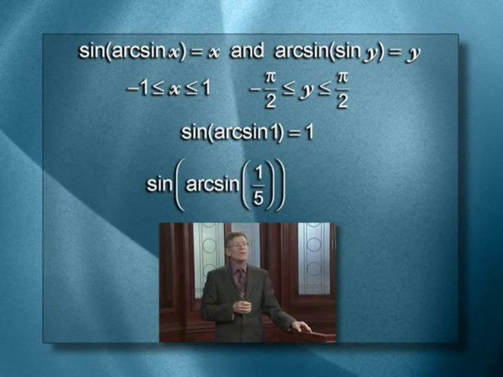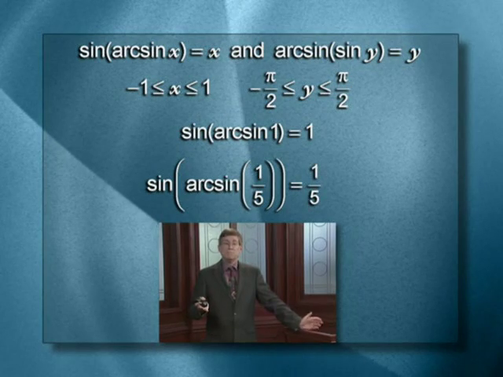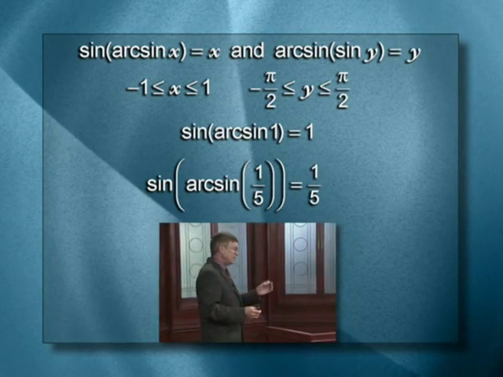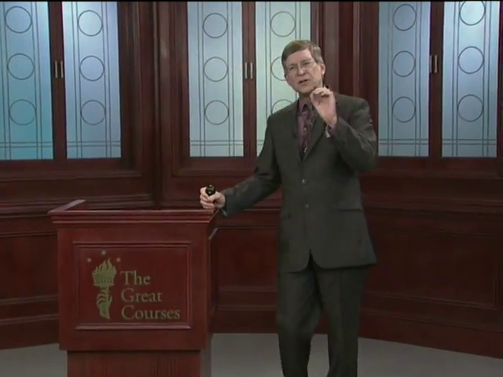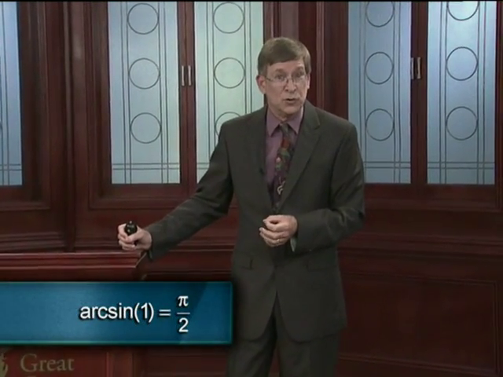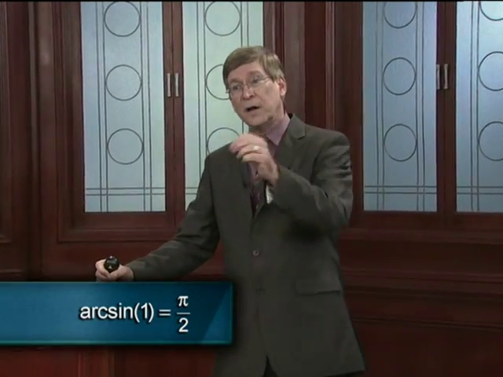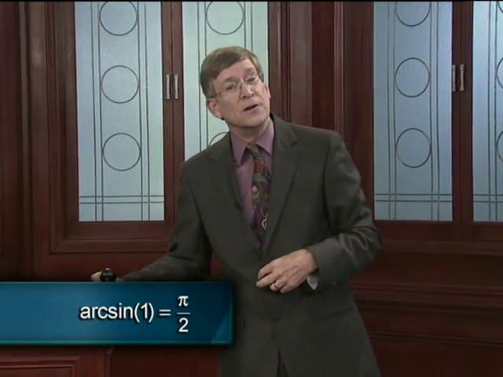How about sine of arcsine of a fifth? It's equal to a fifth. No problem. Now, you could have done this a different way. You could have said sine of arcsine of 1 can be evaluated because I know what the arcsine of 1 is. The arcsine of 1 is pi over 2. Why? Sine of pi over 2 is 1. So arcsine of 1 is pi over 2. And then the sine of pi over 2 is 1. I'm back to where I started from.